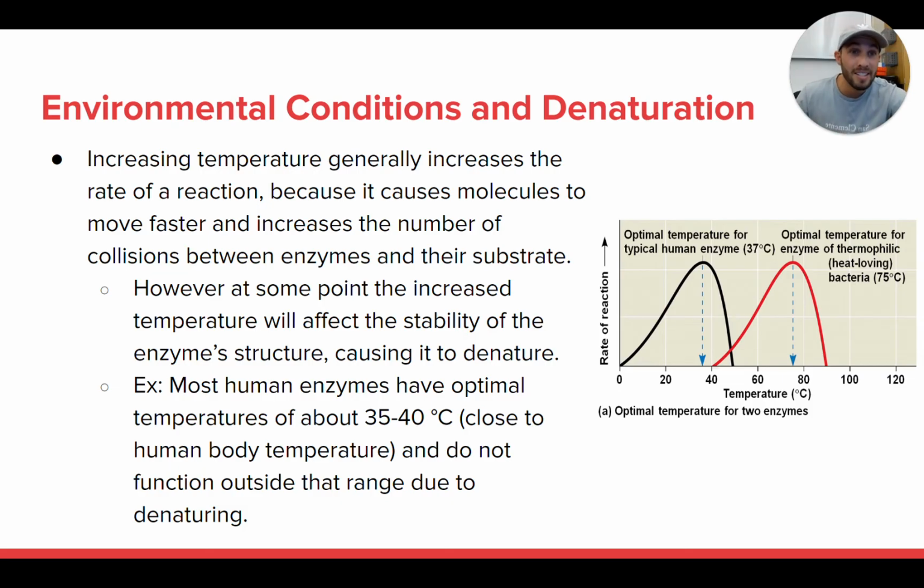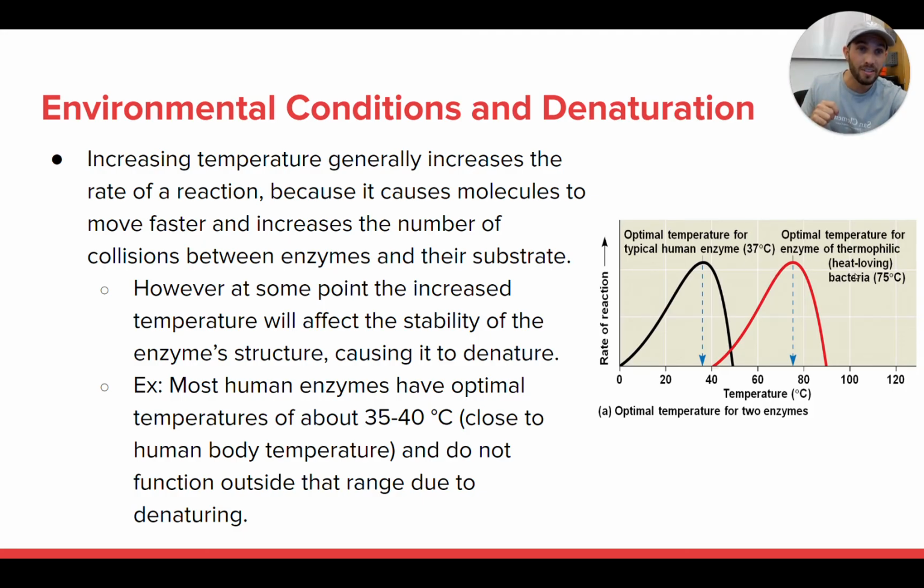But again, that depends on the enzyme. Like I could take an enzyme from not a human being. Let's say I look at an enzyme from a thermophilic bacteria. These are bacteria that live in very hot environments. And these enzymes optimally have a temperature that's way higher than the enzymes found in our bodies.